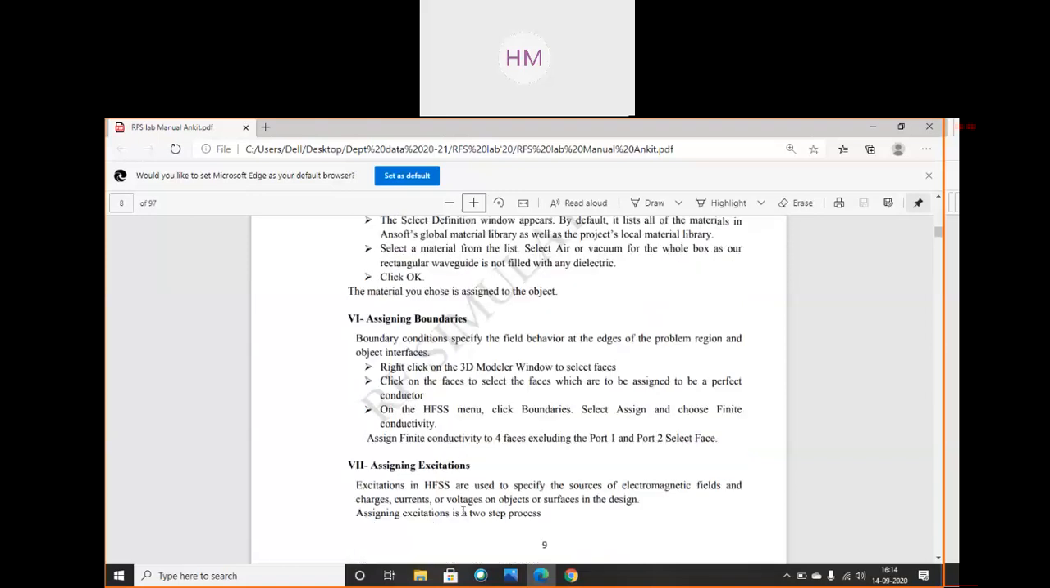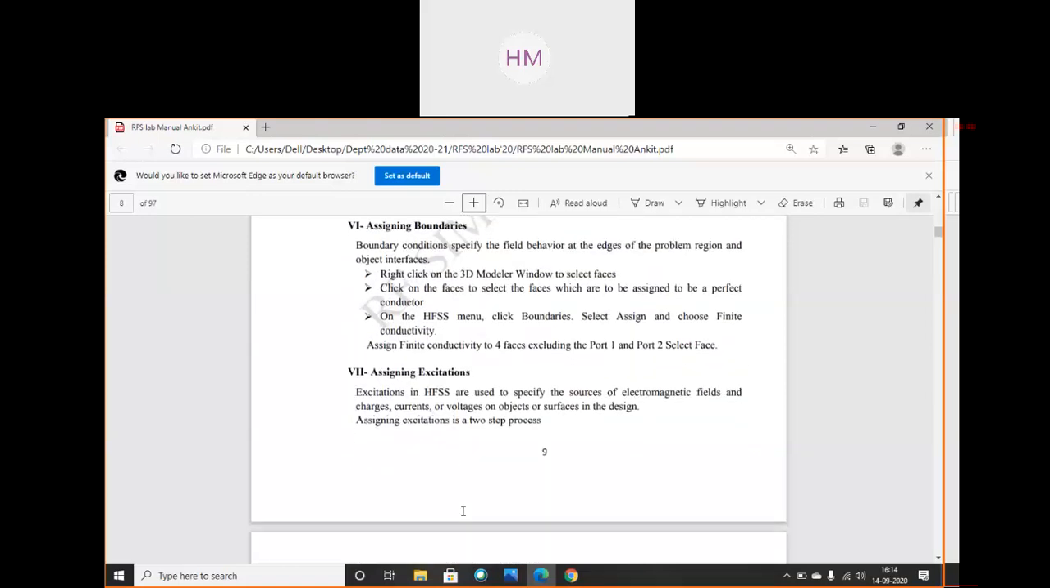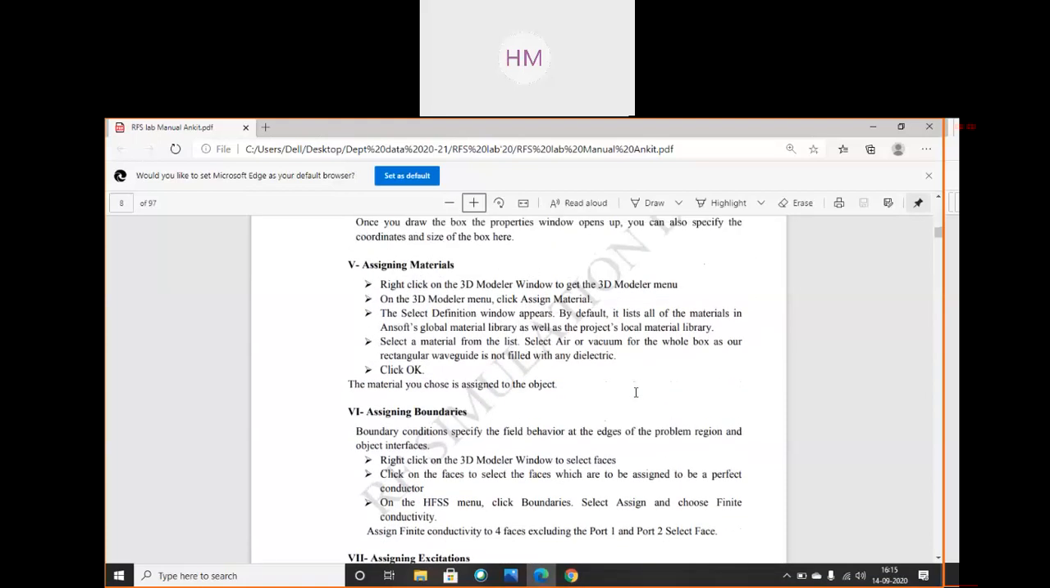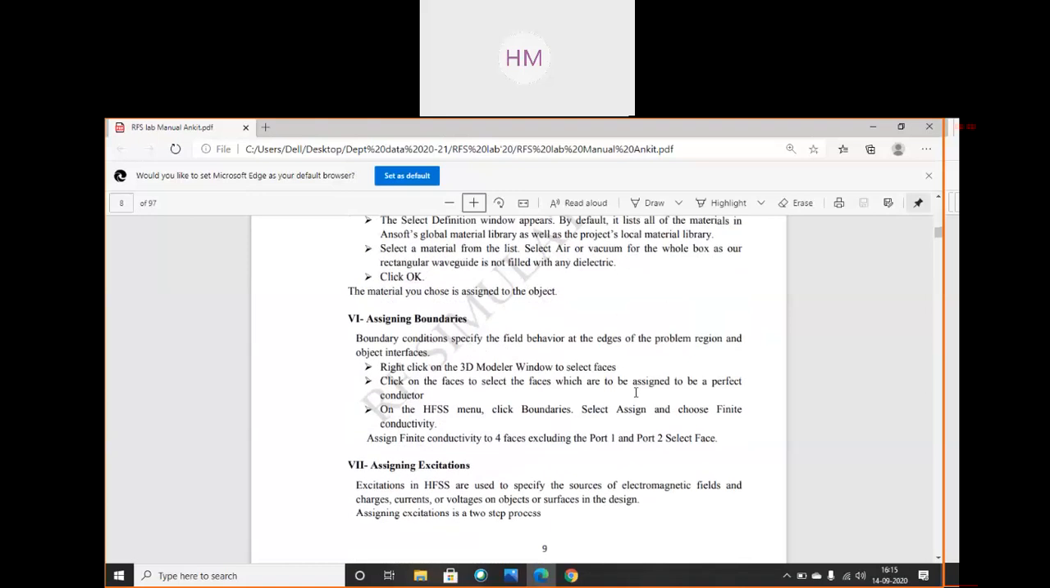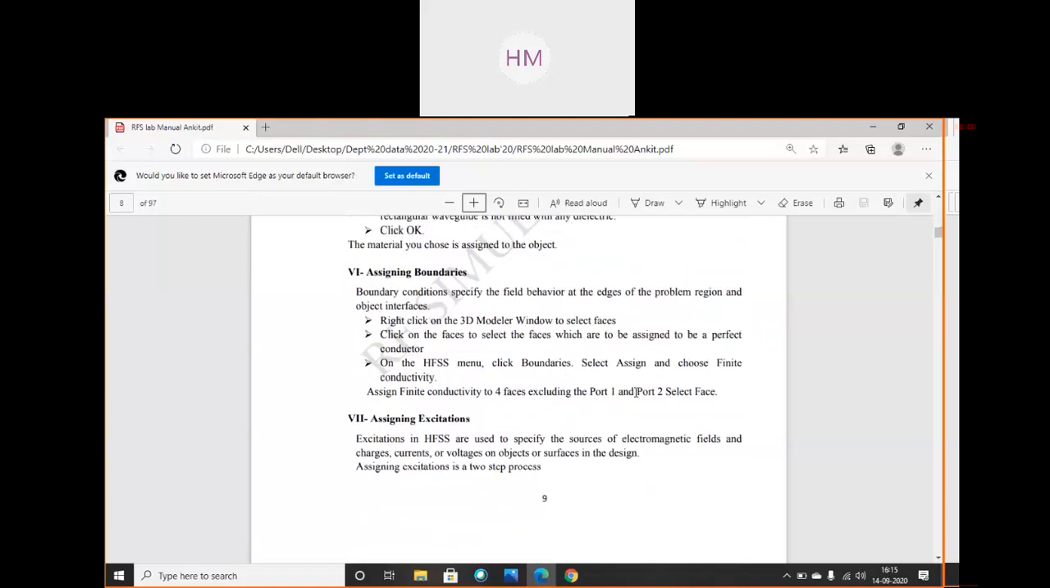Clear. Assigning excitations. Excitations in HFSS are used to specify the sources of electromagnetic fields and charges, currents or voltages on objects or surfaces in the design. Assigning excitation is a two-step process. First, we will assign boundaries. Before that, we will assign material. Then assign boundaries and assign excitation.